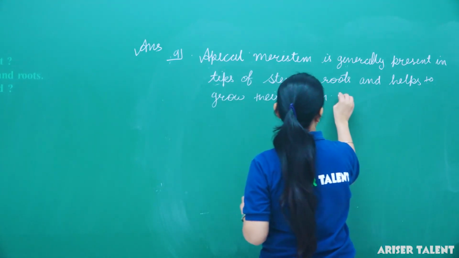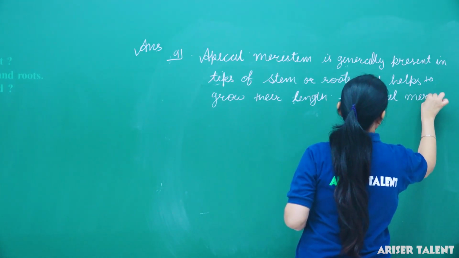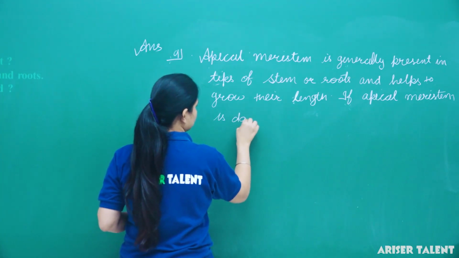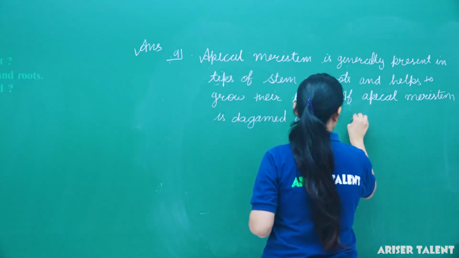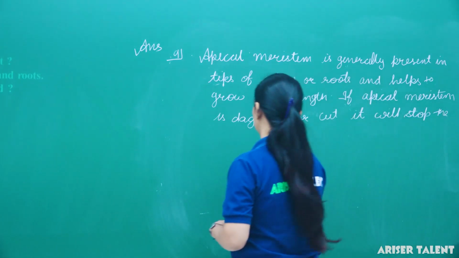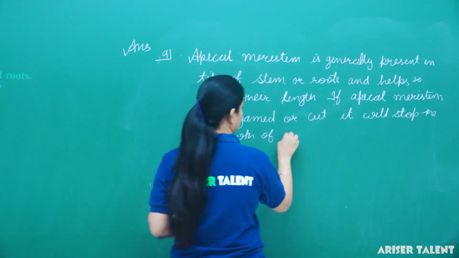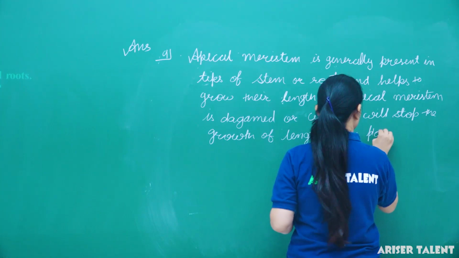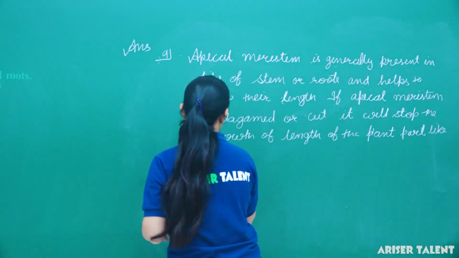Okay, so here we can mention, if apical meristem is damaged or cut, it will stop the growth of length of the plant part, like stem and root.